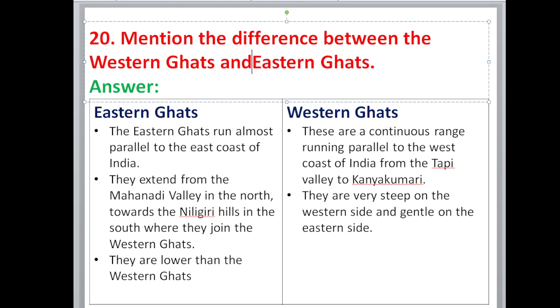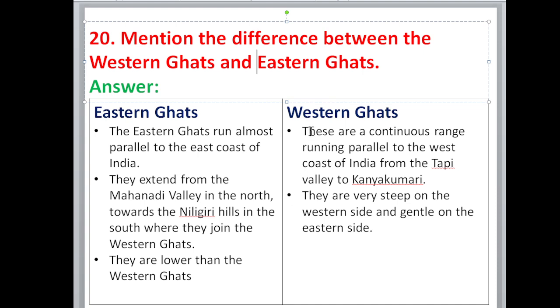So those are for first Eastern Ghats. The Eastern Ghats run almost parallel to the east coast of India. And then second point is they extend from the Mahanadi Valley in the north towards the Nilgiri Hills in the south, where they join the Western Ghats, and they are lower than the Western Ghats.